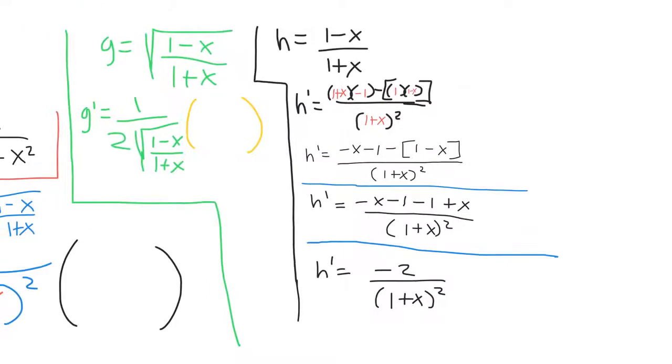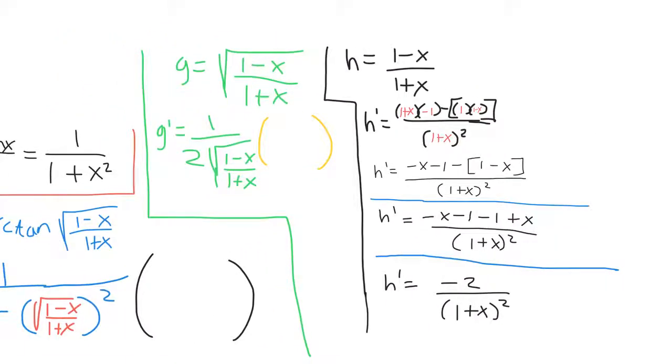So that right here, negative 2 over 1 plus x squared, is the derivative of 1 minus x over 1 plus x. And the derivative of this belongs right here, as you may recall. So we're going to take this and put it right there. We're going to keep it in green to get some uniformity. Negative 2 over 1 plus x squared.